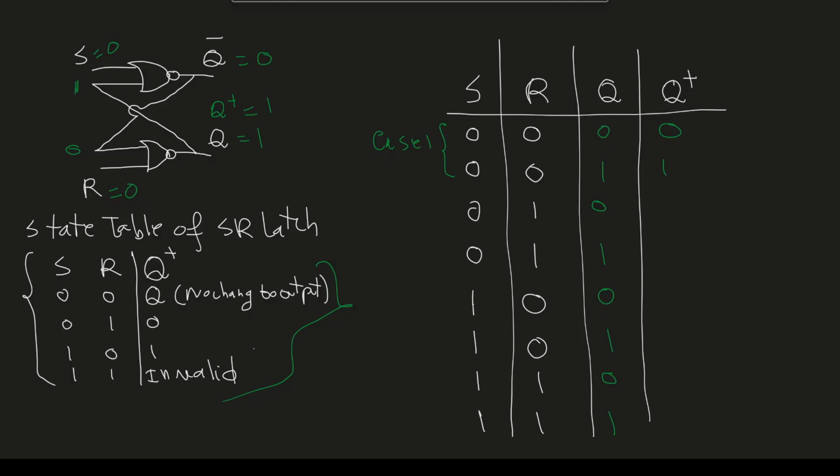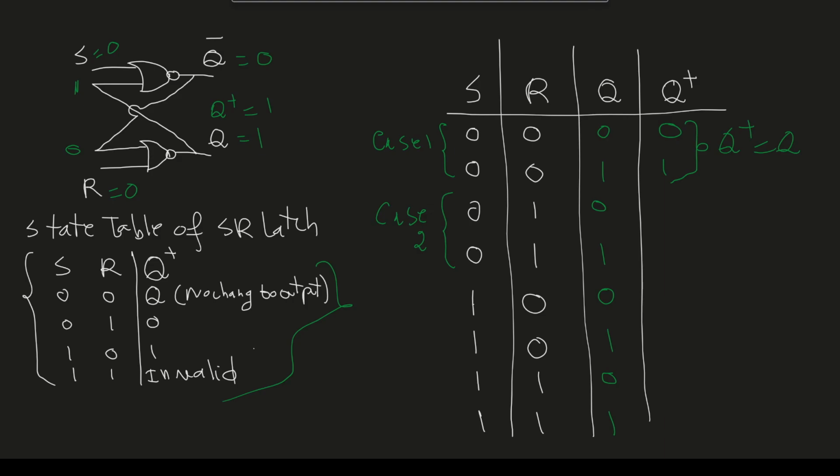So this is 1 here. And now we notice that in both cases, Q plus is equal to Q, because we see when Q is 0, Q plus is 0. When Q is 1, Q plus is 1. Now let's go over the second case. So this is case 2.